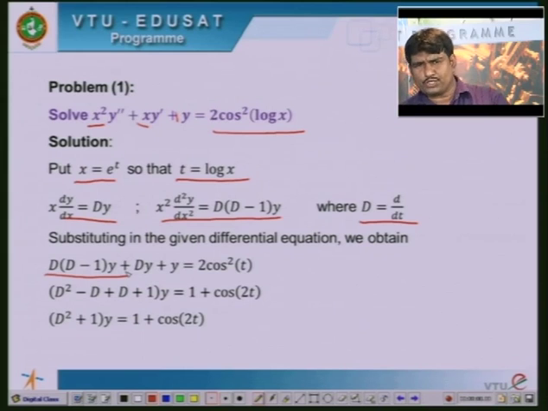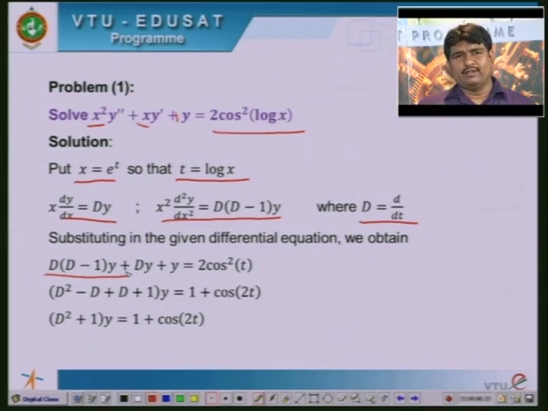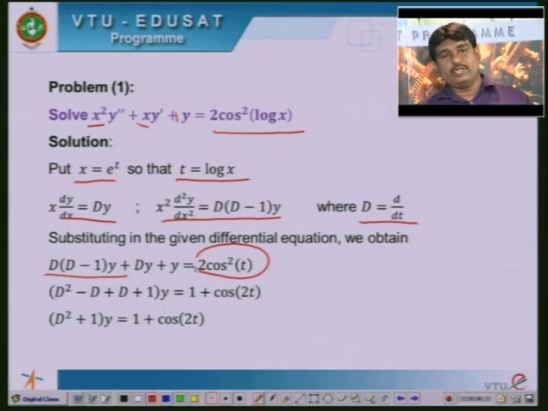I do not have a shortcut formula for cos square t, because I have told you, if it is e to the power of ax, replace d by a. If it is cos ax plus b or sin ax plus b, replace d square by minus a square, provided denominator is not equal to 0. So, the rule is applicable for such standard functions. So, you have cos square t here, convert it to linear form.